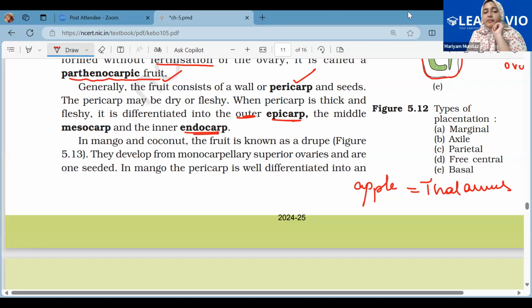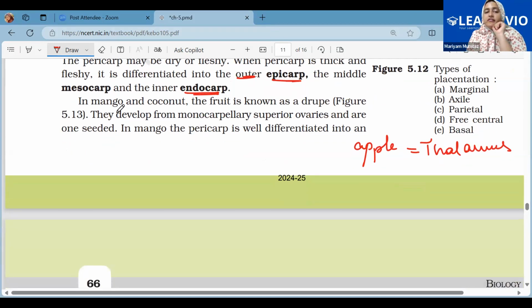Now, the pericarp can be dry or it can be fleshy. And whenever it is fleshy, only then do we have these layers differentiated. In the case of mango and coconut, the fruit is known as a drupe. They develop from monocarpellary superior ovaries. Monocarpellary means they have just one carpel, one female reproductive structure. That is a monocarpellary ovary.